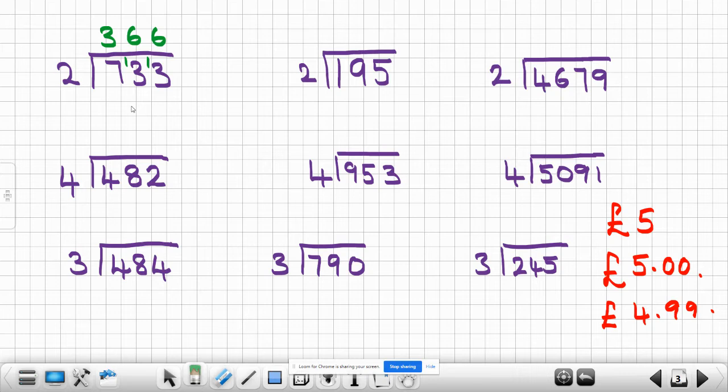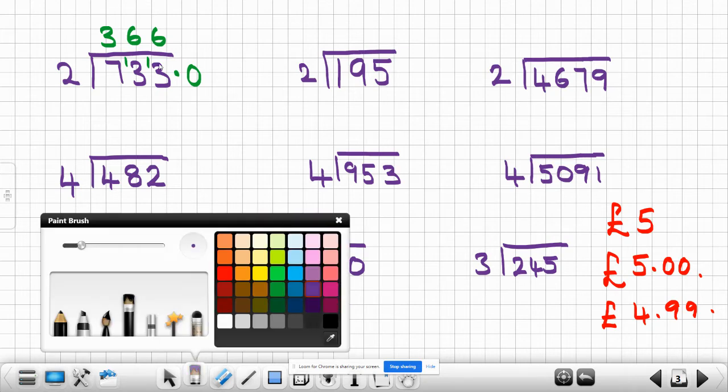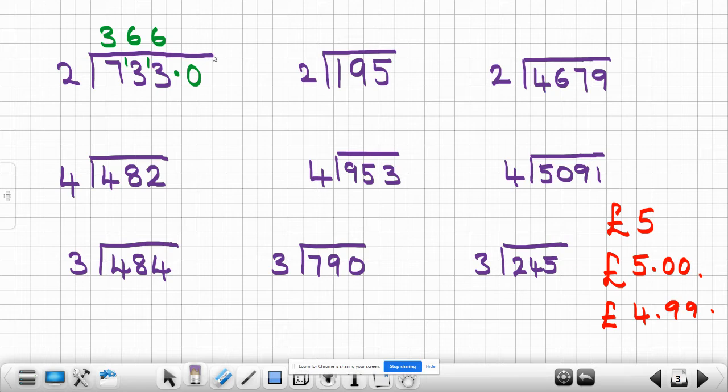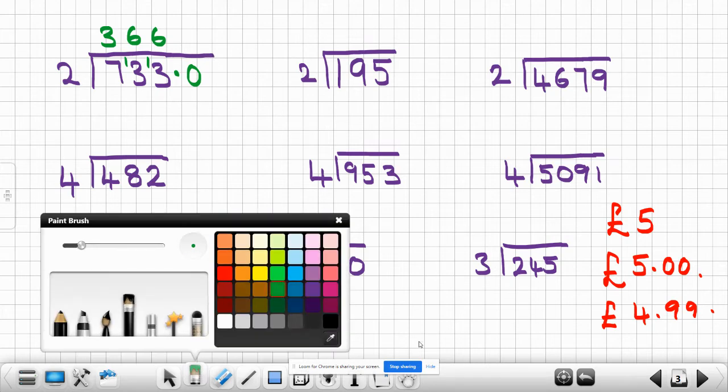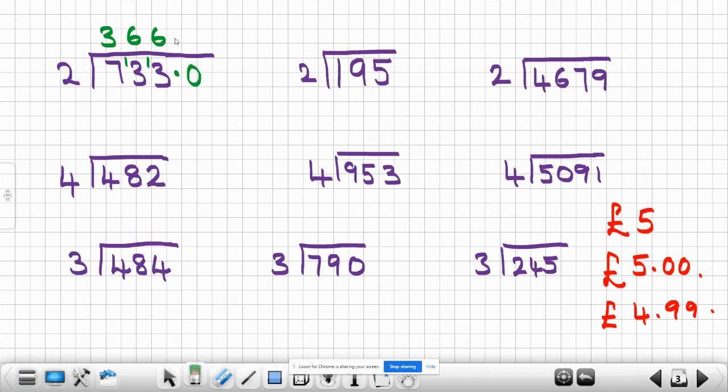So what do we do with it? What we do is we put a decimal point, and then we can add zeros, and we could add as many zeros as we like, but let's just do 1 for now. And I'm also going to extend that line to keep going. I must remember to also have a decimal point here. Place value is so important. So if there's a decimal point here, there's a decimal point here. Okay, now we can continue.